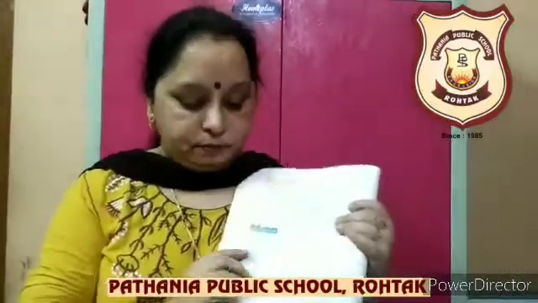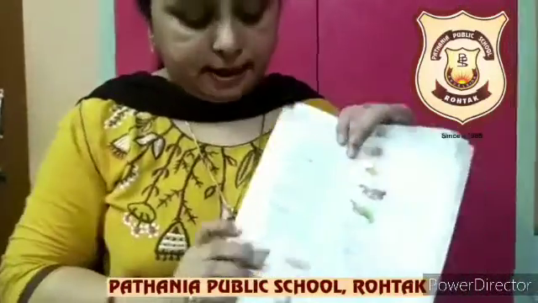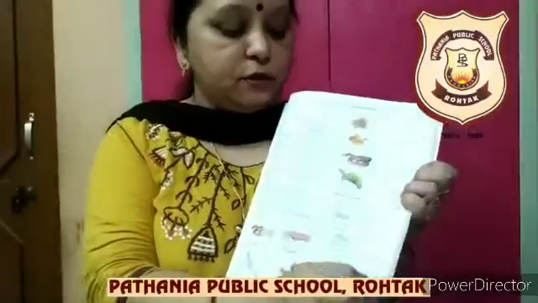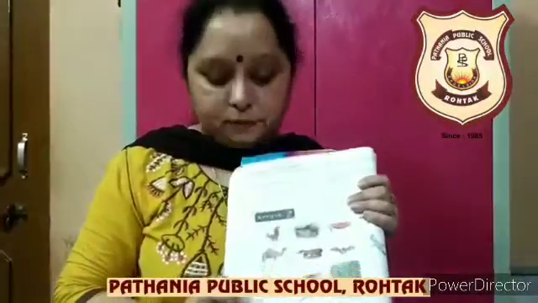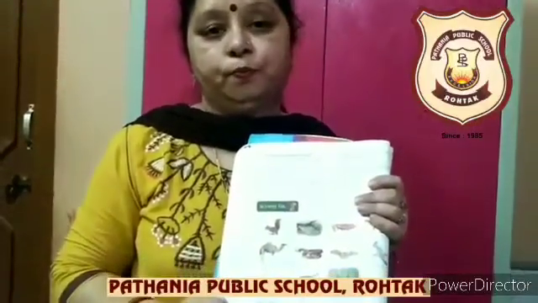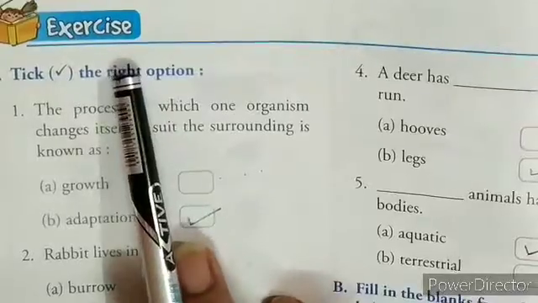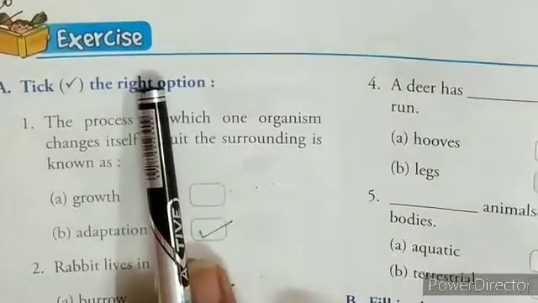Today, as you know, we have completed lesson 7, adaptation in animals. We have completed the reading of lesson 7. Now today we will do the exercise of lesson 7. That is on page number 80 and 81, and also the activity file, that is on page number 82. Okay, beta. Exercise of lesson 7, adaptation in animals.